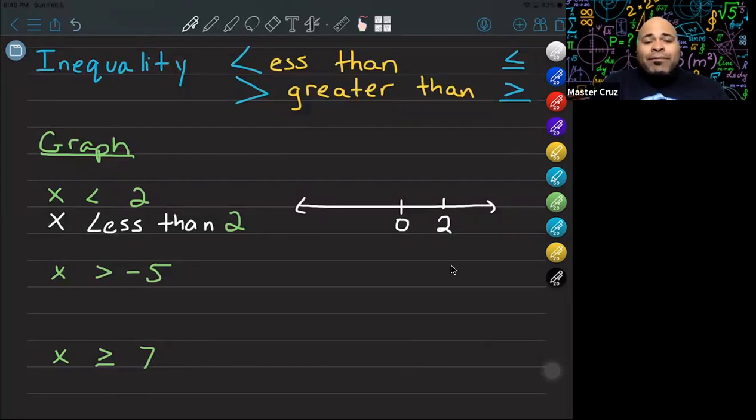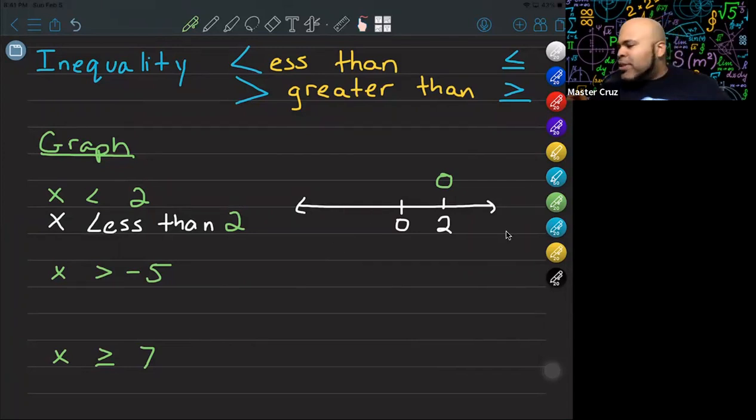Now, here's how you graph them. You're going to have either an open circle or a closed circle. So what I'm going to do is I'm going to go to the 2 and I'm going to draw an open circle. And the reason why this is open is because this is less than, there's no equal to symbol. And then this is what you have to think: where are the numbers that are less than 2 on the number line? Are they to the left of 2 or to the right of 2?